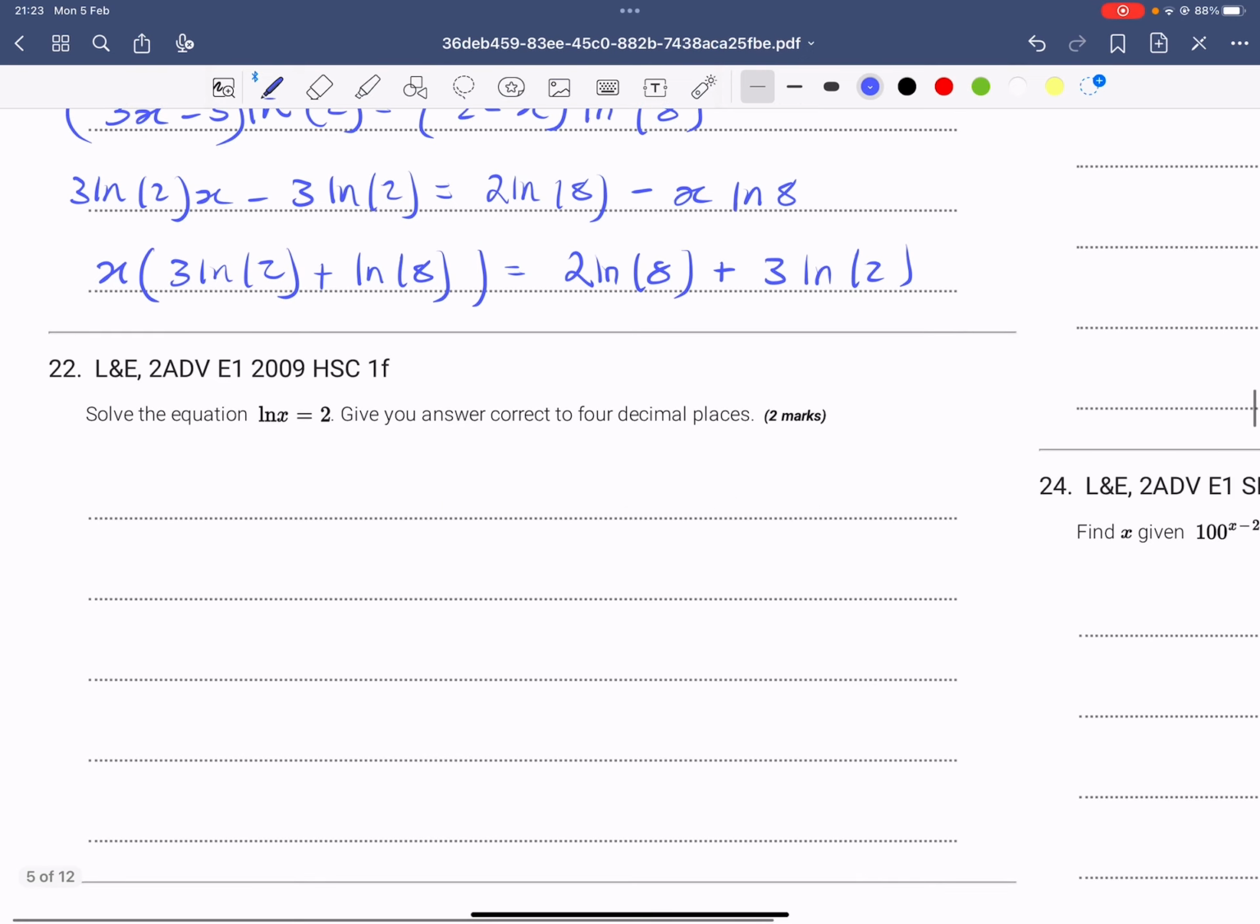Solve the equation ln of x is equal to 2. To do that, we raise both sides to the e, so e to the ln of x equals e squared. These cancel each other out, so x is equal to e squared.